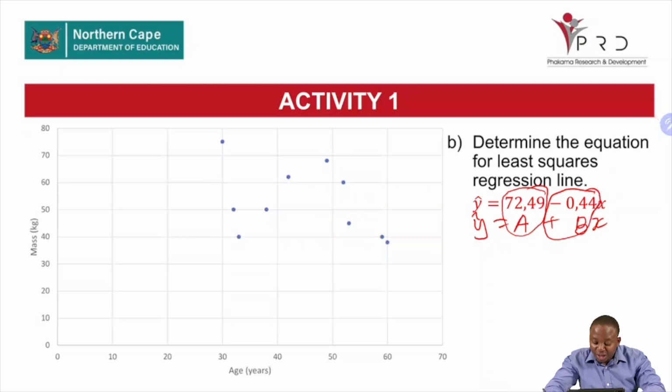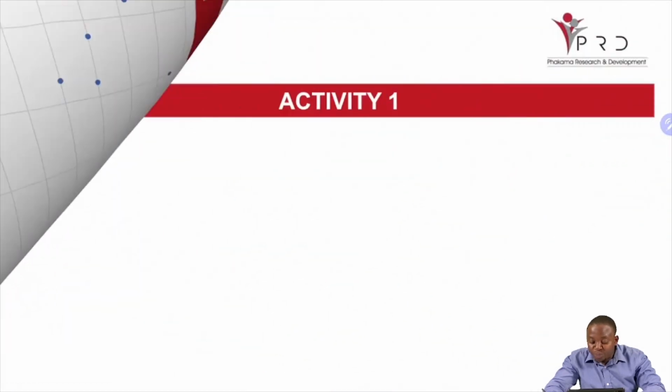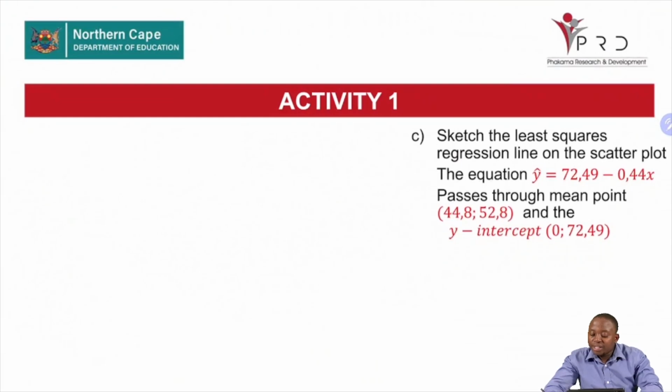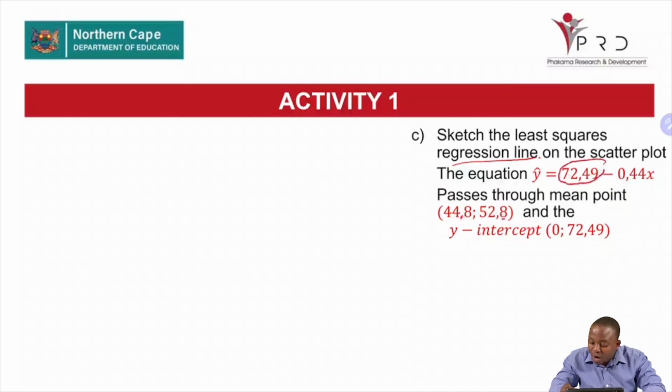So this is the equation. We will actually plot this line on that scatter plot. They say sketch the least squares regression line on the scatter plot. So how do we plot the equation? Remember, we know that this line passes through the mean point. So we use the calculator instructions to find the mean point, the x value and the y value. And we find the y-intercept. Our a, remember, is the y-intercept. So our a value is 72,49.